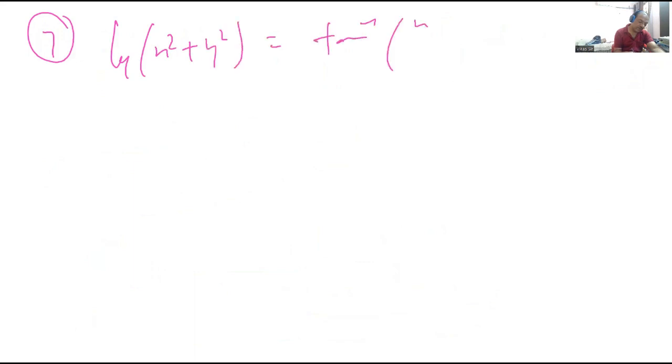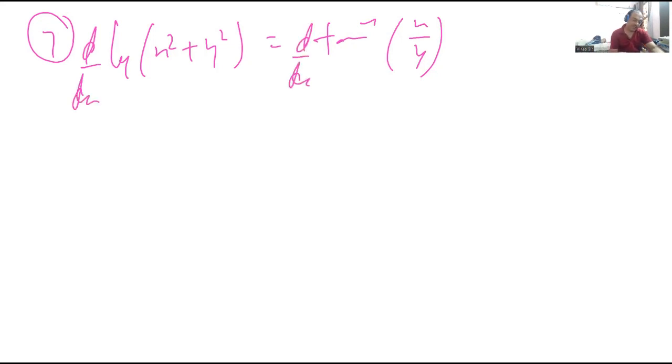Now we have to do another question. How you can write this question is: let you have log of x squared plus y squared is equal to tan inverse of x over y. You have this question. Okay. Now, the first thing you have to do is apply the formula here. This is d by dx of this part and d by dx of this.